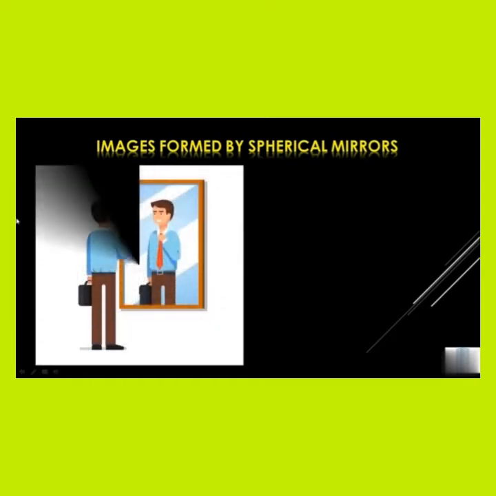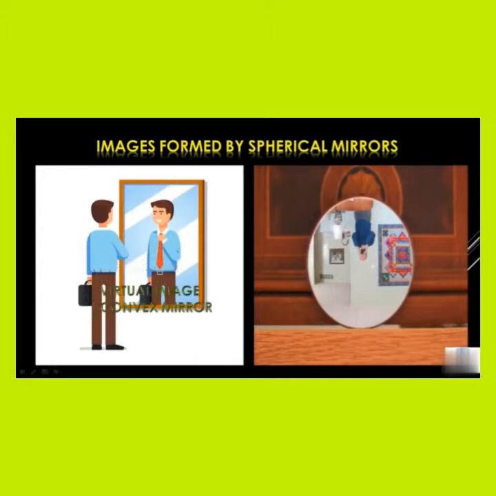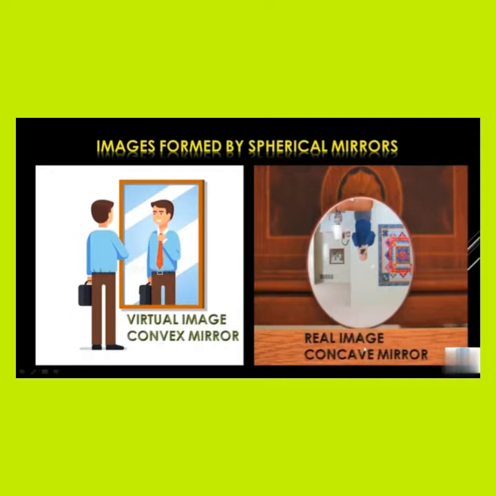Let's see images formed by spherical mirrors. Images formed by spherical mirrors are of two types, real image and virtual image. Real images can be formed on a screen, while virtual images cannot be formed on a screen. Convex mirror forms virtual image. Concave mirrors form a real image.